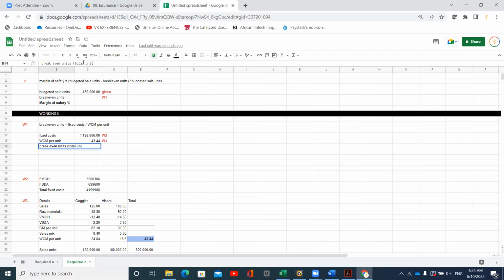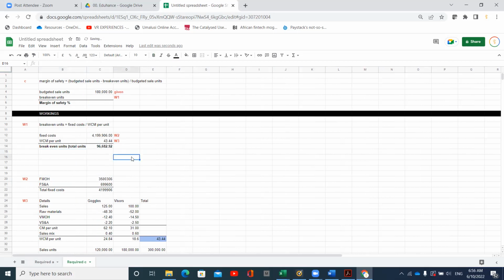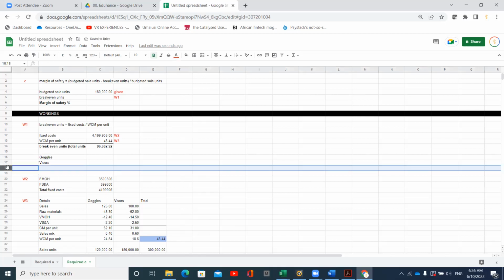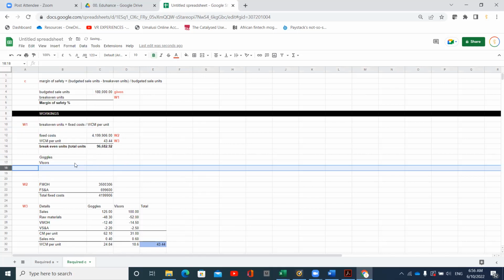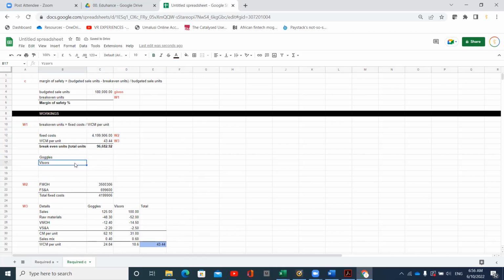Okay, so that is total units, both products. We only want the margin of safety for visors. Okay, so just take note of that. Now we must split this up. So now we need to split that up, which is going to be goggles, visors. You can just do visors because you only need visors. I'm just doing both so you can see a completed picture. In this question, you just need to do visors, but I'm going to do both.